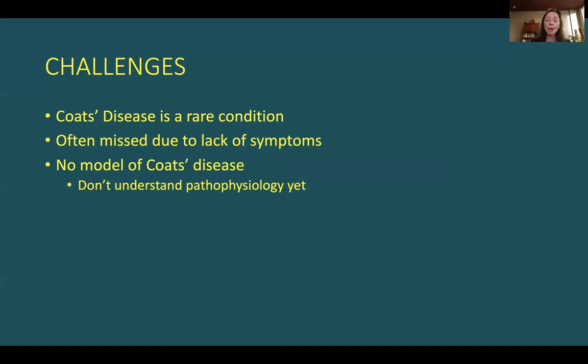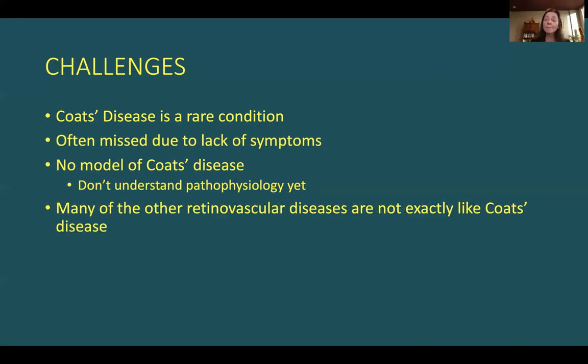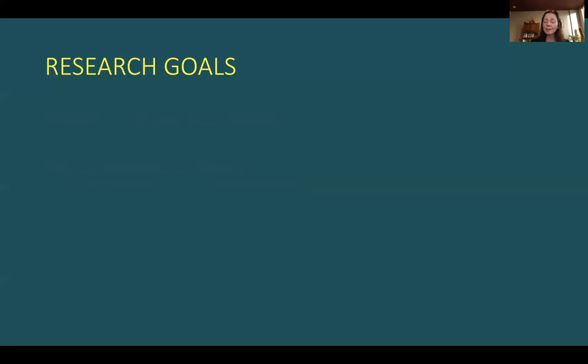There's also no model of Coats disease. So in science, we often use cells, or we may even have an animal model to be able to help us understand what the molecular mechanisms are or the pathophysiology so that we can make improvements. And many of the other retinal vascular diseases that are more common are not exactly like Coats disease. So we can't assume, for example, that we would treat Coats disease the same way we would treat diabetic retinopathy or age-related macular degeneration. So what are some research goals?